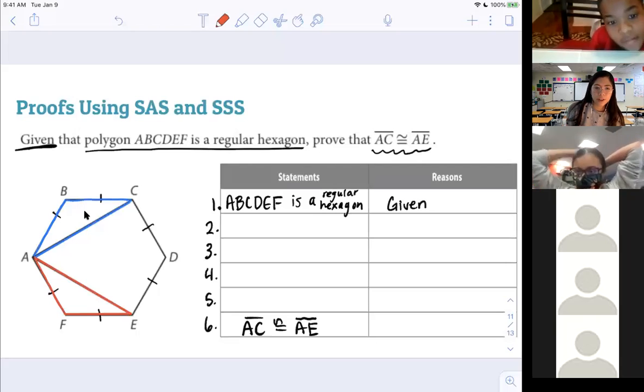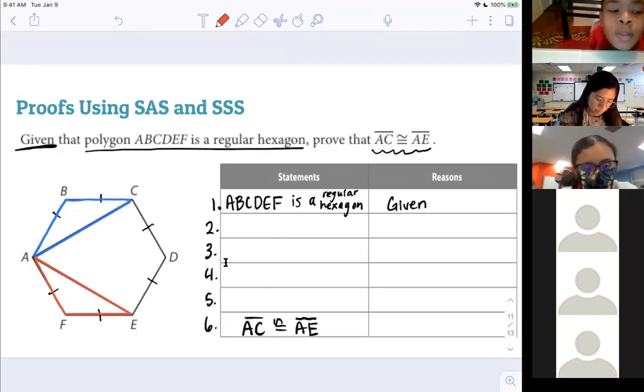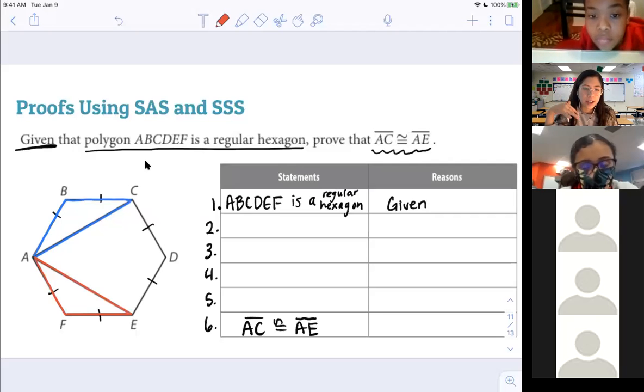Okay. So right now, all I know is that it's a regular hexagon. But I know what the definition of a regular hexagon is. So can anyone give me a congruent statement that I can write? Okay, so this is where I stopped talking. Everything is equal, yes. So give me, since I'm interested in these 2 triangles specifically, what congruent statement might help me out? All sides are equal? But I don't care about all the sides. I only care about these 2 triangles. So let's use the sides in these triangles.